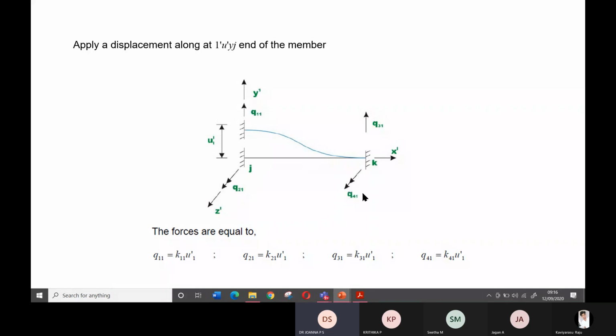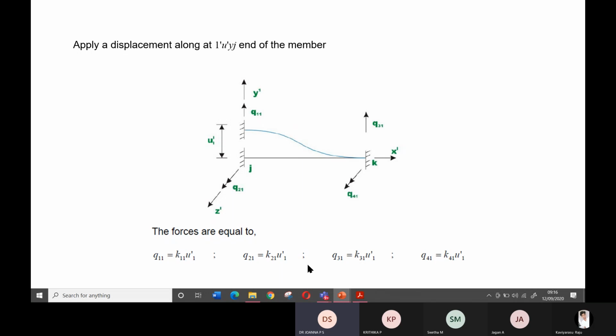to proceed further. The forces are equal to Q11 is equal to, initially when we are applying this unit displacement, this is equal to 1. Now the stiffness depends upon, you have studied the equilibrium equation, that is external load is equal to Ku. You have studied in static analysis. The external force is equal to Ku, K into U. So similarly, you can write this.